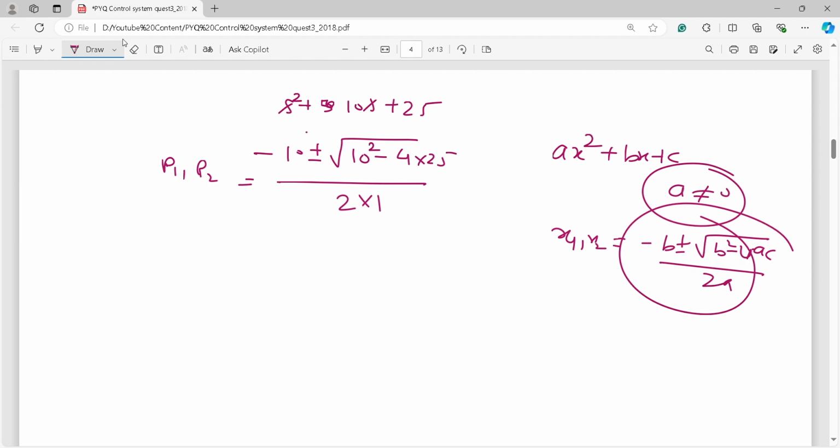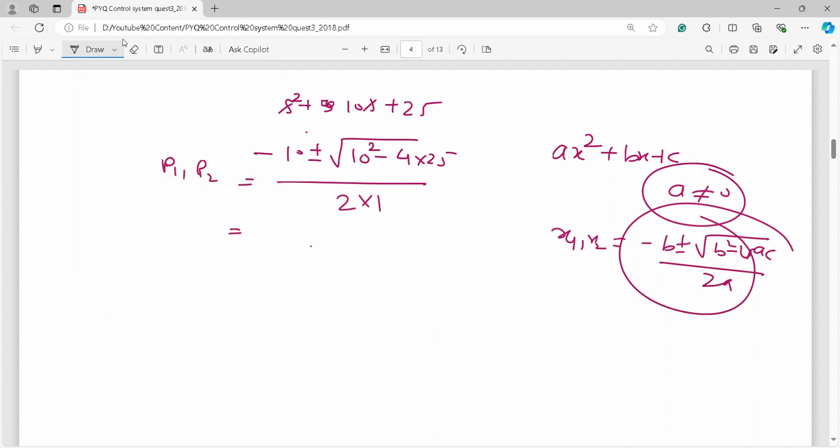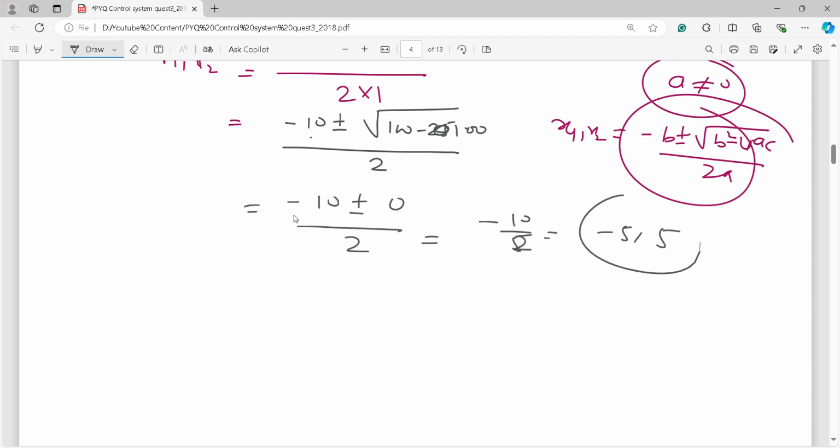So here minus 10 plus minus under root 100 minus 25 into 4, that is 100, by 2. So finally it will be plus minus 0 by 2. So minus 10 by 2, minus 5. This will be equal actually: minus 5, minus 5.